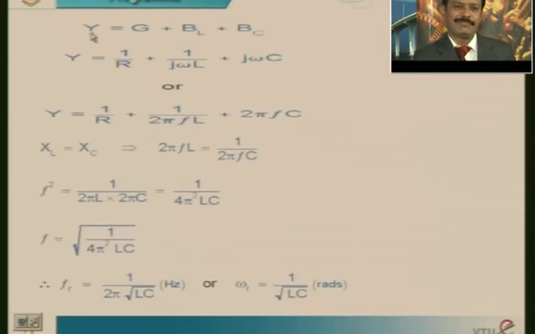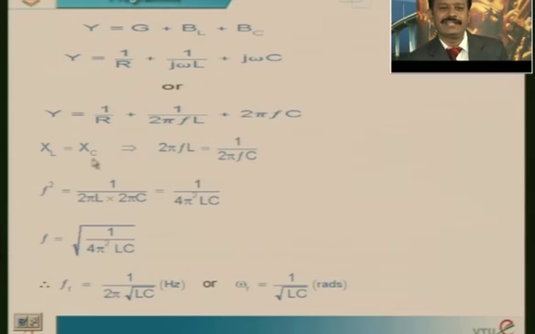Then coming to the admittance for that circuit, Y is equal to G plus BL plus BC. I have substituted conductance with 1 by R, inductive susceptance with 1 by jωL, that is XL, it is ωL, and BC is 1 by XC, where 1 over ωC goes to the numerator side. And finally we are getting this expression.